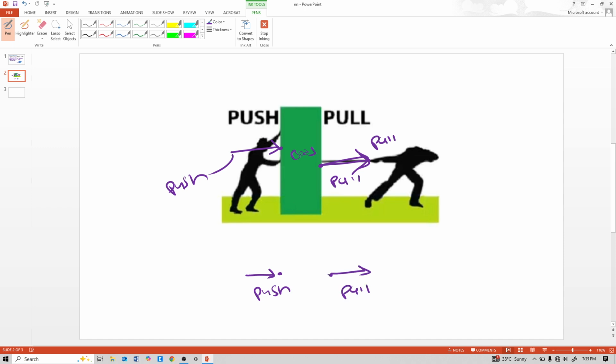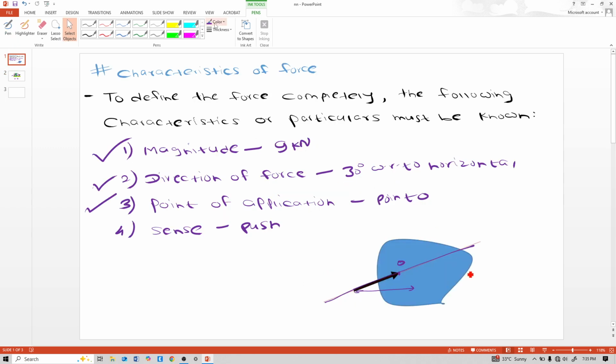Now again understand one more concept, line of action of force. So what is line of action of force? The line in which the force tends to move the body is known as line of action of force. Now see this force. For this force, this red color is the line of action. In this line, the force tends to move. So this red color line is the line of action of force.